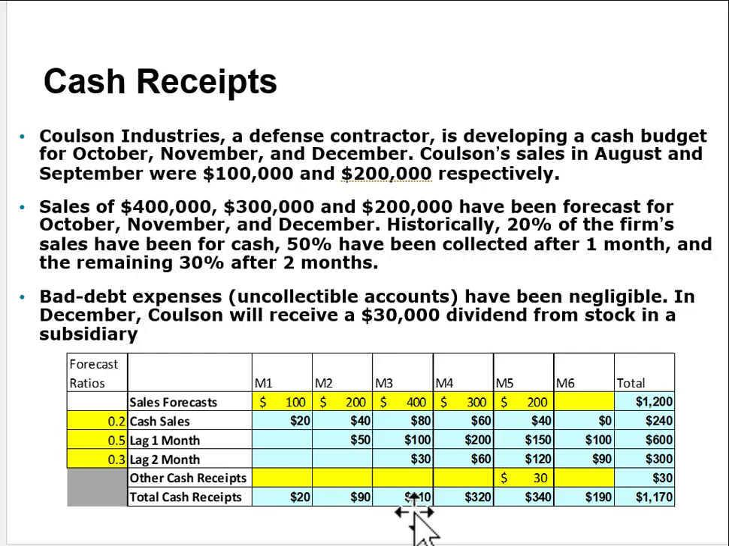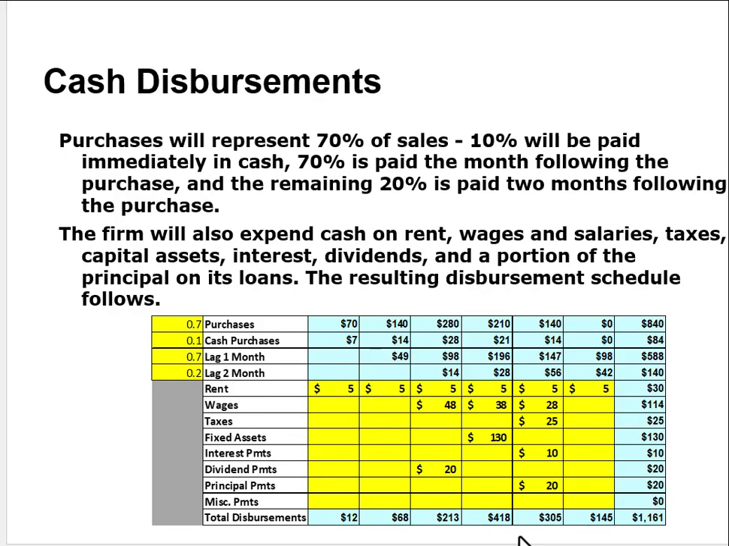But we're looking for cash receipts. So in the first month, which is October, we expect to receive $210,000. Then 320, then 340. So those are the cash receipts for the company. The next thing we have to do then is talk about the other expenses, the outflows. Purchases. Historically, 70% of our sales, as you see here, 70% of our sales is paid the month we receive them.